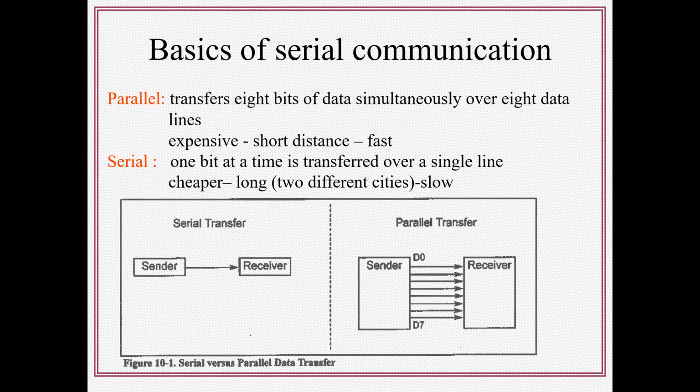Then cost is high in parallel communication because more wires are required, and it is only preferred for short distances. Because for long distances, if any one wire breaks, there is no error correction and there are no error detection methods for parallel communication. It is difficult to identify the errors. So for long distance, we are not preferring parallel communication. The advantage of parallel communication is that it is fast.